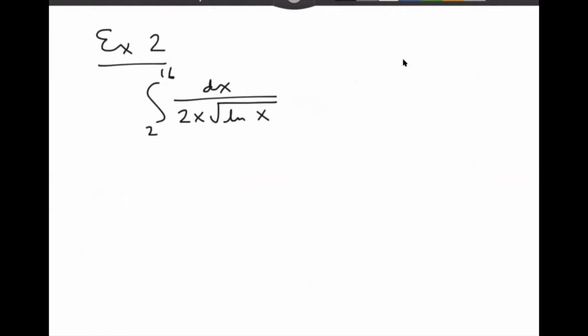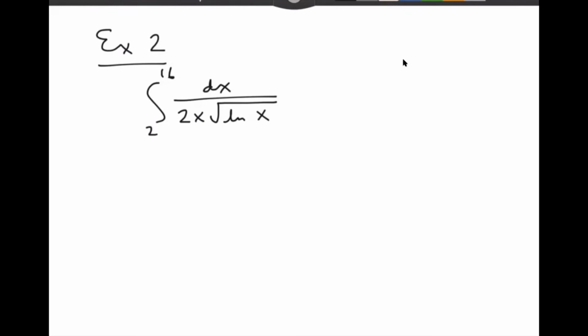All right, next we have this one. This is a definite integral. The integral from 2 to 16 of 1 over 2x times the square root of natural log x with respect to x. Now, I have a certain way that I love to do integration by substitution when it comes to definite integrals. Your Calc 1 instructor may or may not have done this, but I swear by it. So I'm going to show you what I'm talking about.